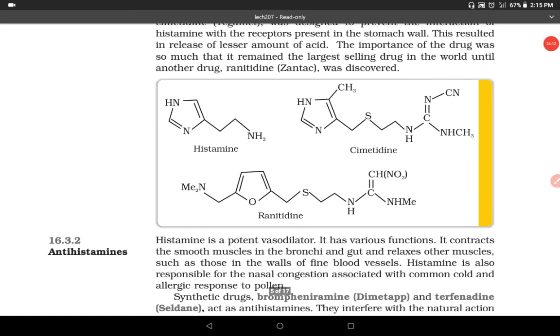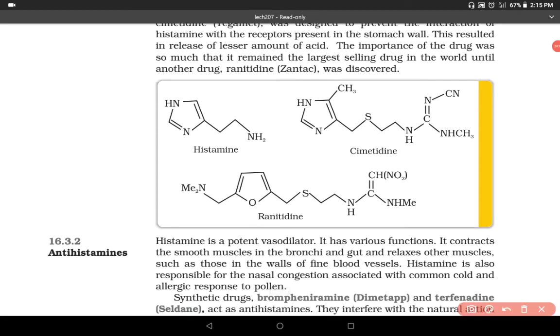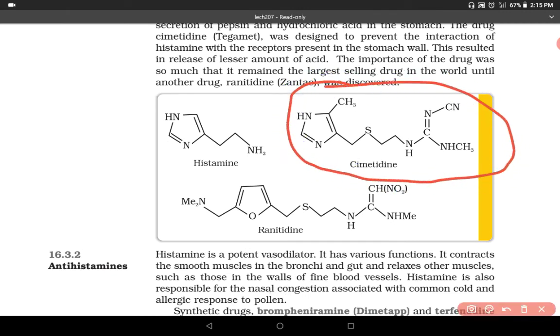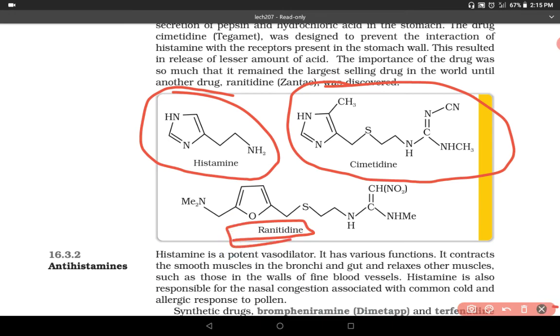This structure controls the prevention of histamine reaching the stomach wall. Okay, we have ranitidine, Zantac, that we are discussing.